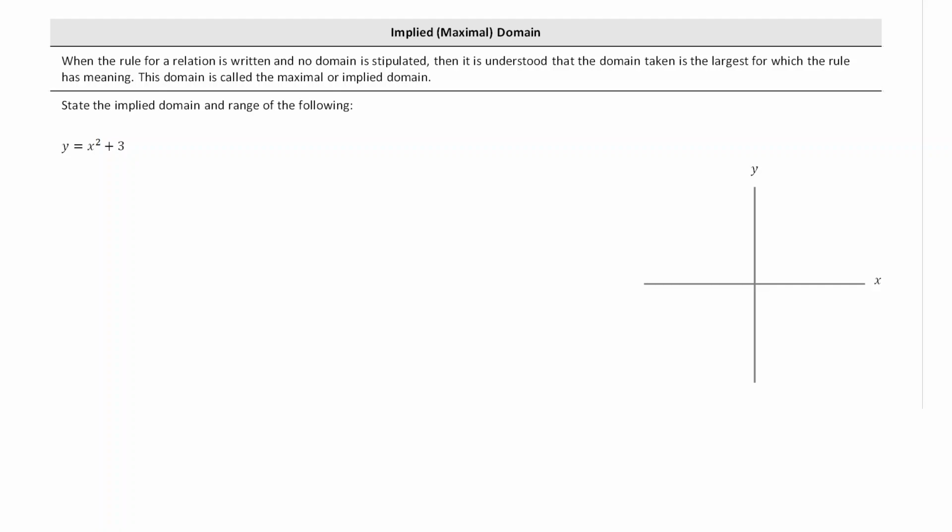So here we're going to learn about the implied or maximal domain. So same thing, just different terminology. When the rule for a relation is written and no domain is stipulated, then it's understood that the domain taken is the largest for which the rule has meaning. This domain is called the maximal or implied domain.